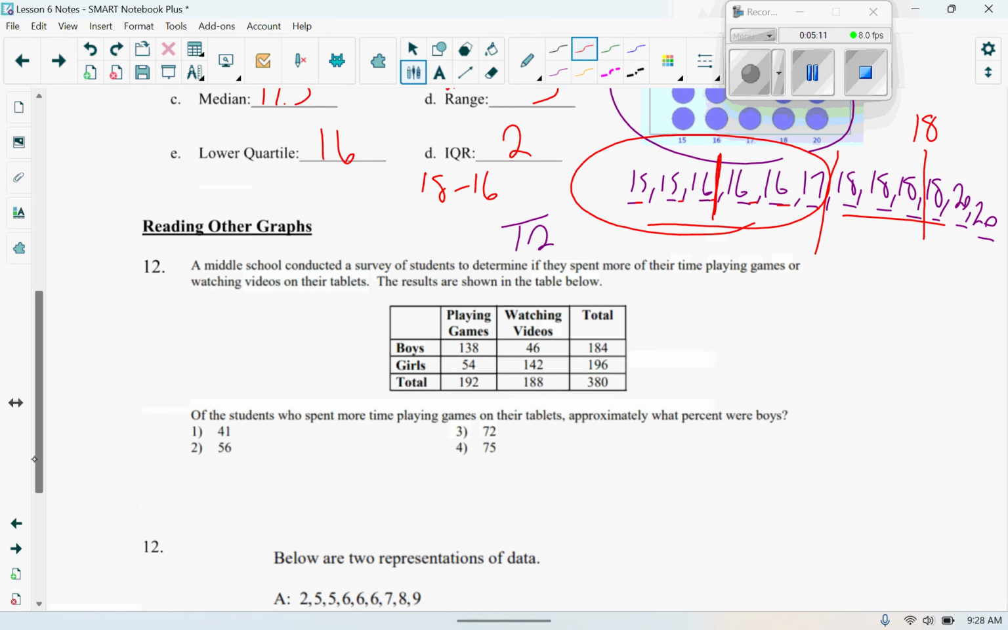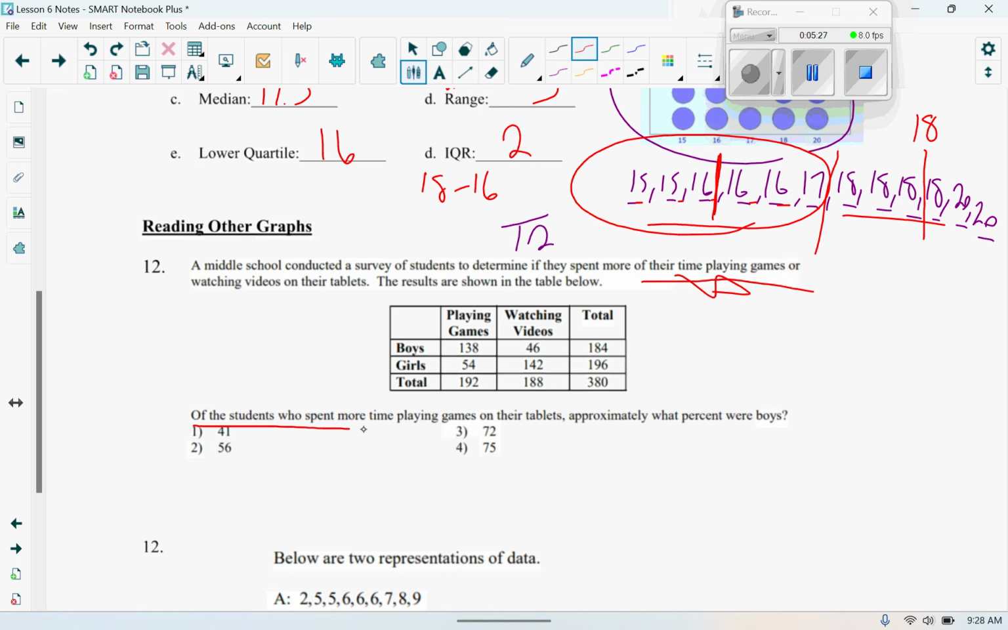Okay, so for number 12, we're going to read this very carefully. It says, of their time playing games or watching videos. Okay, I'm sorry, wrong one. So this is about the table.